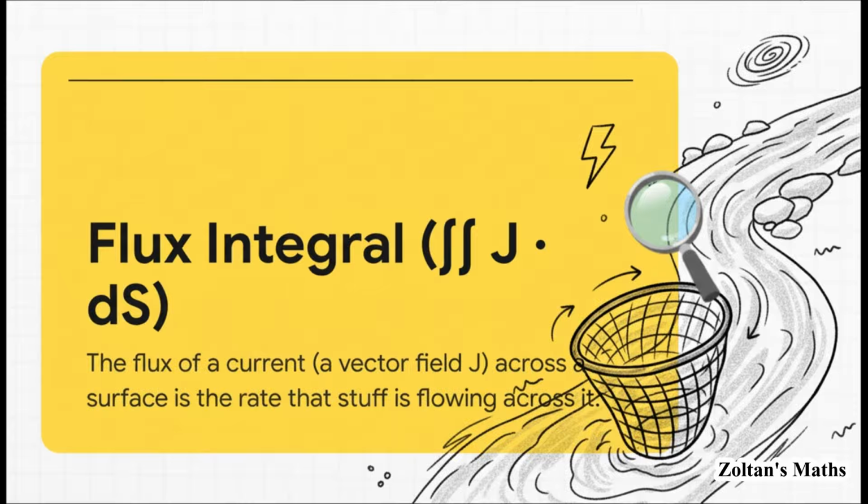Our second big picture tool is the flux integral. So if a line integral is about flow along a path, flux is all about flow through a surface. The best way to think about it is putting a net in a river. The flux is just the total amount of water that's passing through that net every single second.